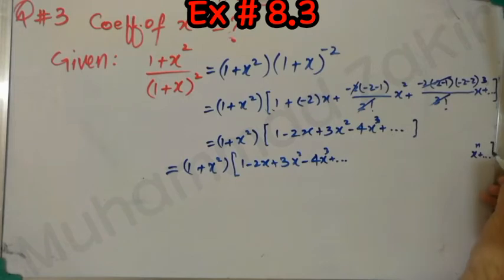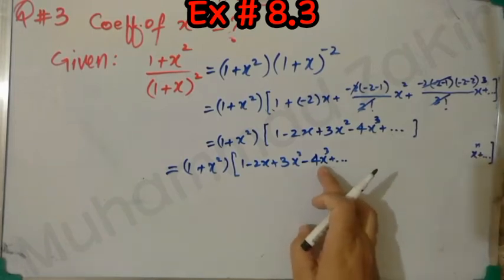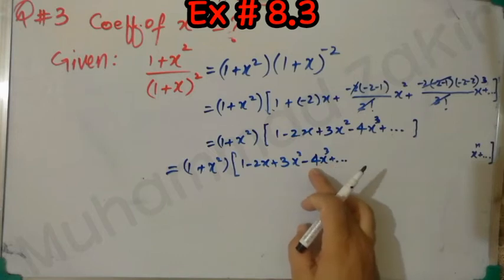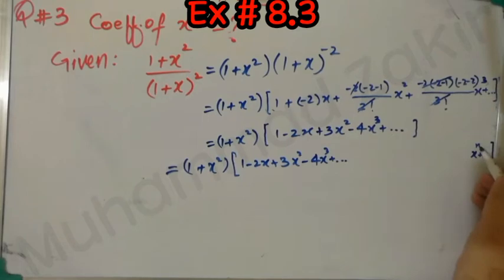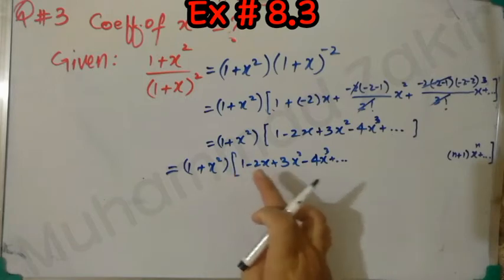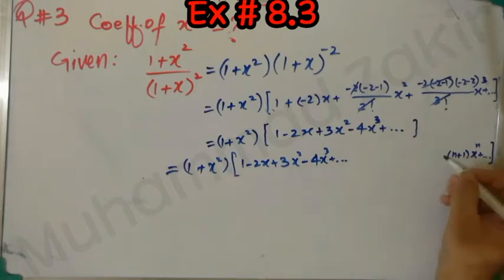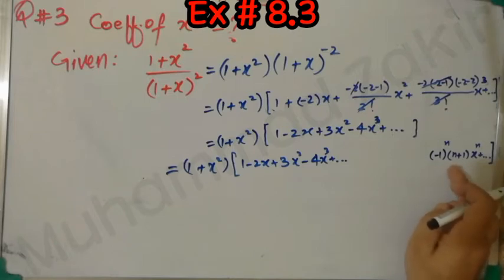If I write the term involving x power n, I can see that for x power 3 the coefficient is 4, 1 greater than the power. Power is n, so the coefficient will be n plus 1. And one thing more: the plus and minus signs are covered by minus 1 raised to power n.